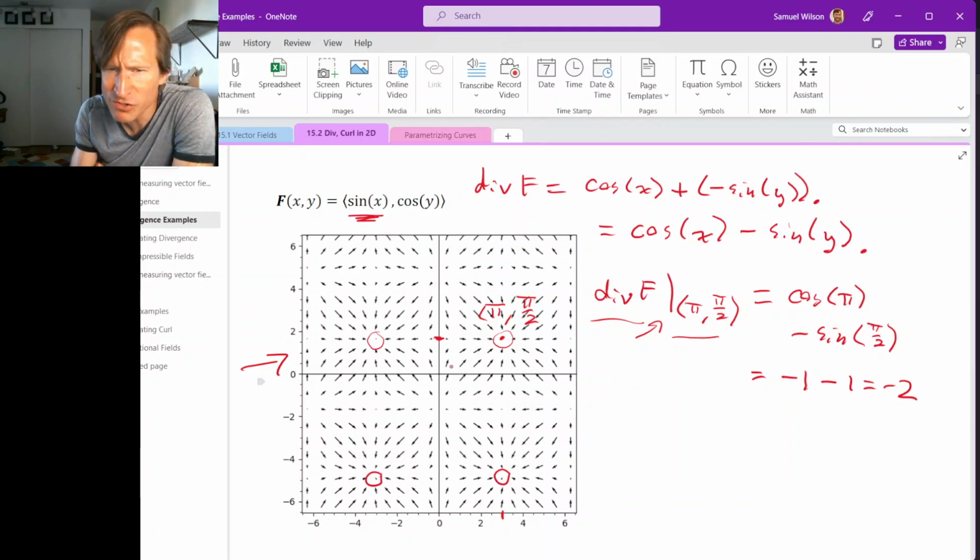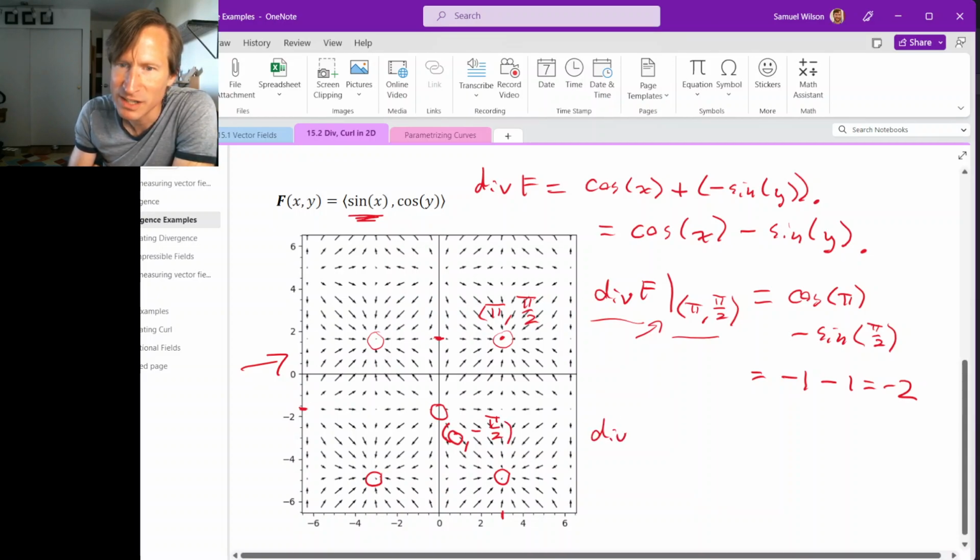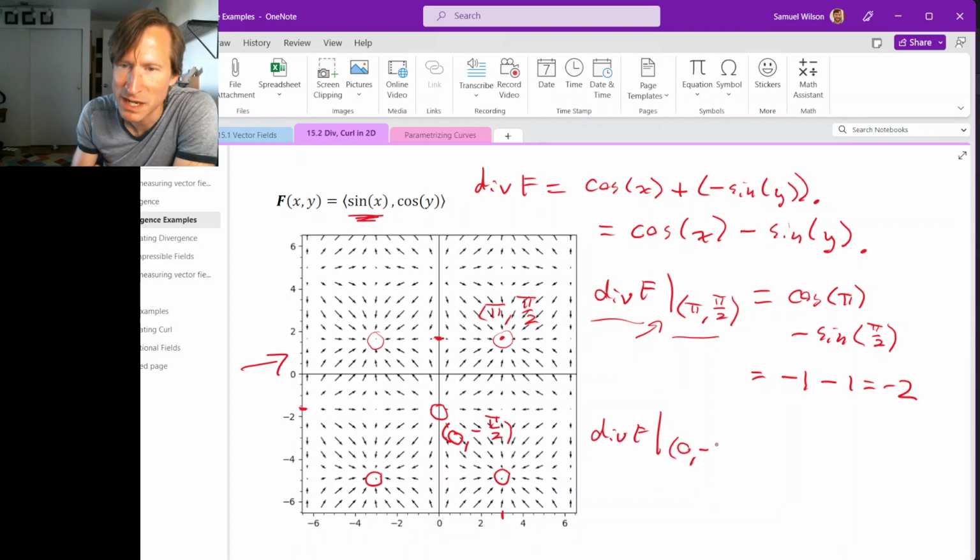Well, there are also a few points on this graph where the vector field is clearly pointing away from the point. And I think right here is one of them. So let's look at this point. The coordinates for this point, well, the x-coordinate is clearly 0. The y-coordinate is a little hard to tell. Looks like it's about here. Let's guess that that's pi over 2, or minus pi over 2. Okay, so let's calculate the divergence of F at (0, minus pi over 2).